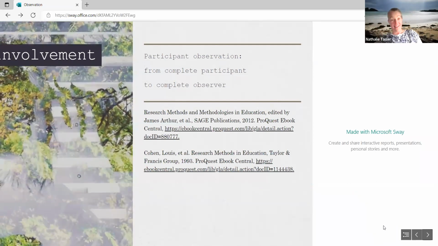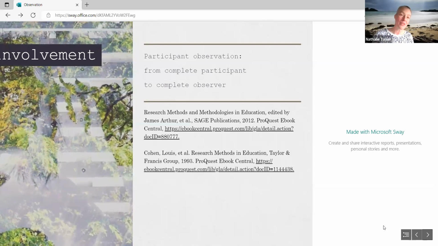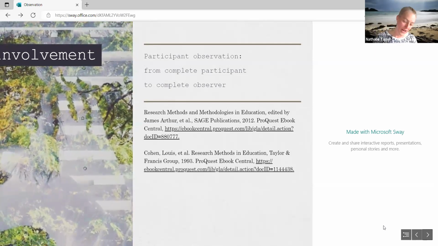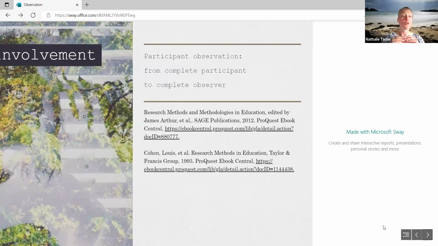And the opposite end of that is a complete observer. And in some sources, the complete observer is described as not even known to the people observed, that they are being observed. That comes with a whole host of ethical questions. But I wanted to highlight these differences as well.